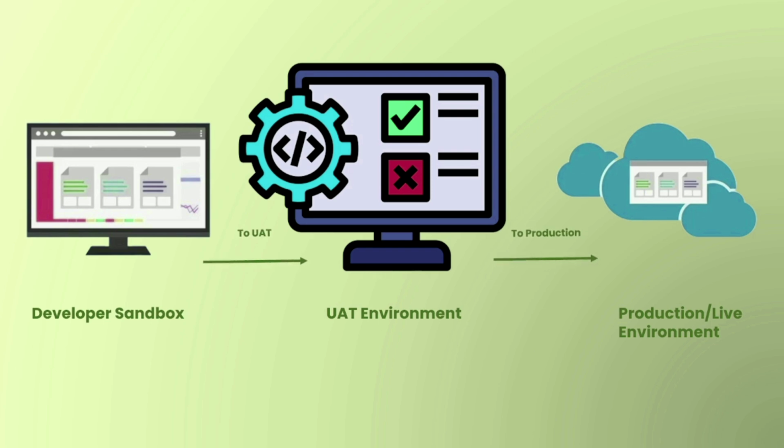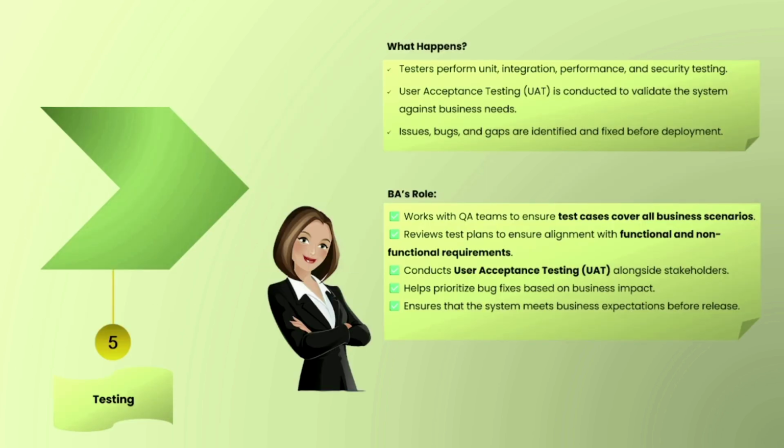Now check the BA's role here. The BA works with QA teams to ensure test cases cover all the business scenarios. Again, test cases is a new word we will see in an upcoming tutorial. The BA also reviews test plans to ensure alignment with the functional and non-functional requirements. You are a little bit familiar with functional and non-functional right now. The BA conducts user acceptance testing alongside stakeholders.